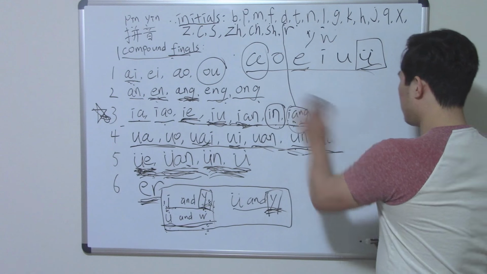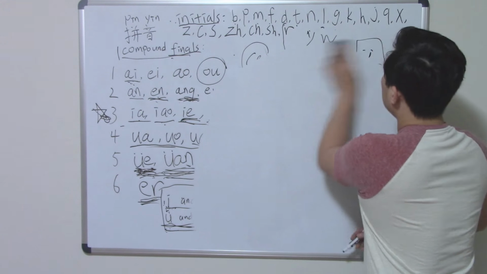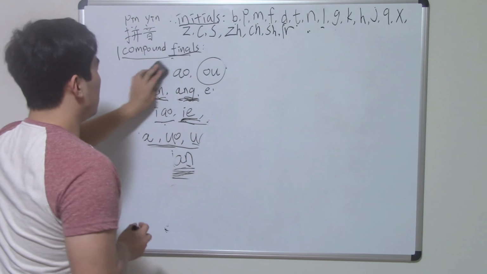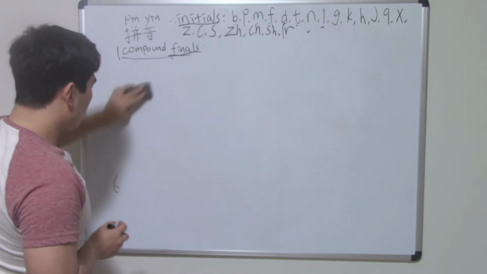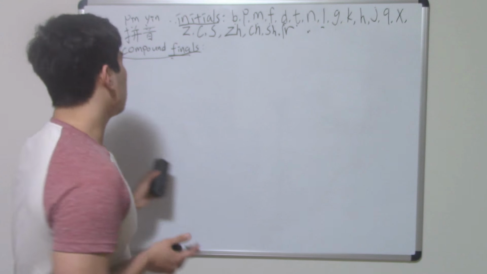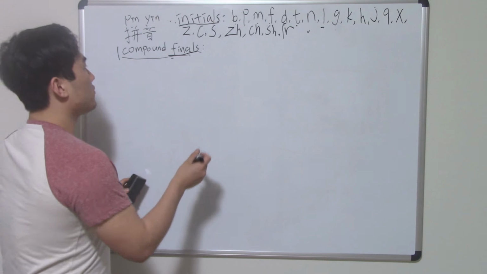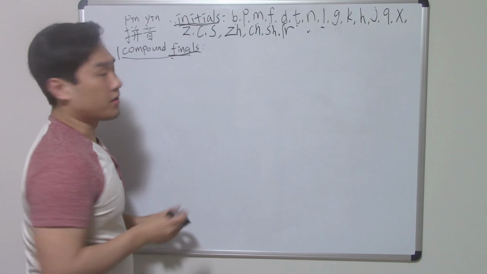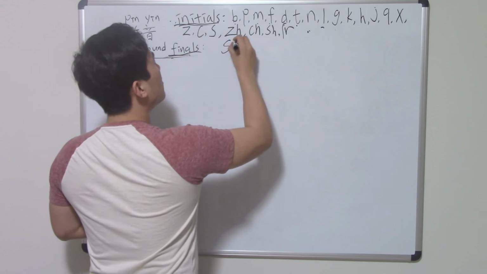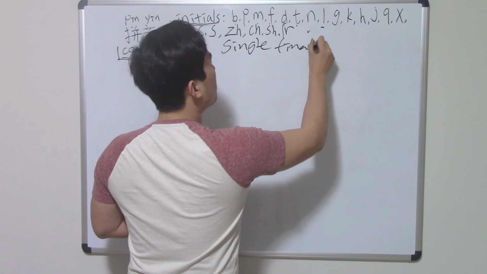Okay, so let me just erase all of those and give you another quick review of what pinyin is. Basically, it's a system for whatever there is in the world, and let me make an example. So we learn the initials, and then we learn the compound finals and the single finals too, and write it down.